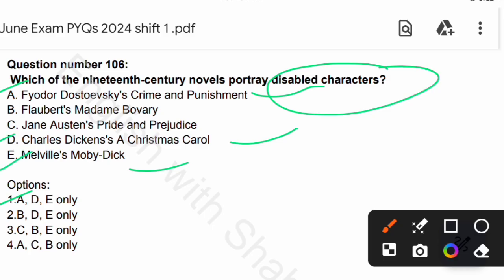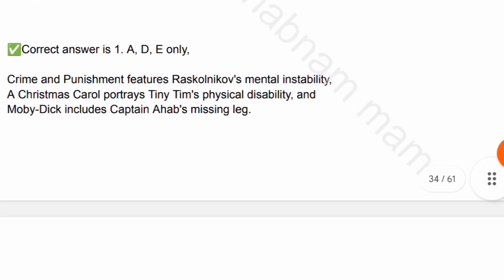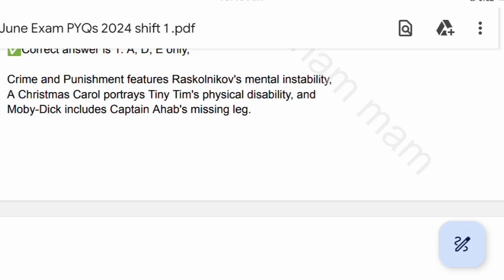Okay. The next question you have to face is what type of disabilities you can see. Crime and Punishment features Raskolnikov's mental instability. Christmas Carol portrays Tiny Tim's physical disability, and Moby Dick includes Captain Ahab's missing leg. They can ask you these also. Next question, everybody.